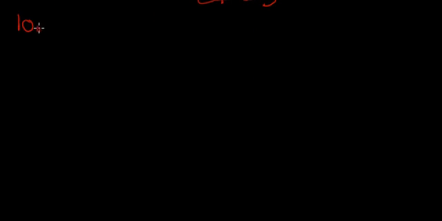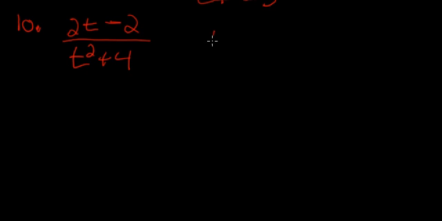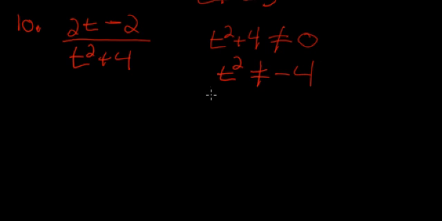And number 10. 2t minus 2 over t squared plus 4. So t squared plus 4 can't equal 0. I can't factor it because it's not a difference of squares. So t squared can't equal negative 4.